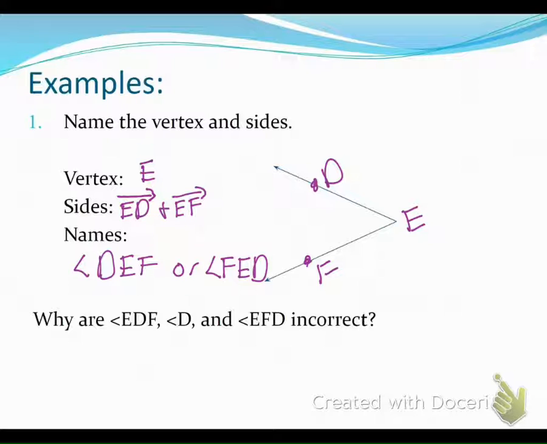In cases where we have just the vertex and just one angle, occasionally, not very commonly, you can name it angle E because it is the vertex of the only angle we have. But you need that angle sign, which is like that little alligator mouth, and then you have to have the rest of them. So if that's the case, why are these incorrect? Angle EDF, angle D, angle EFD. Why are those incorrect?